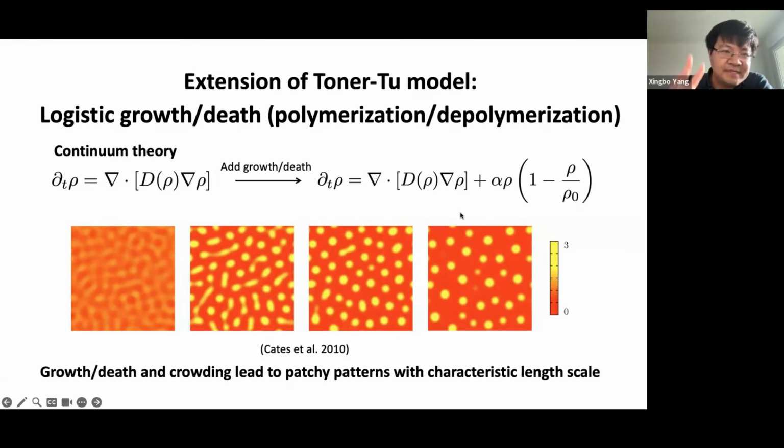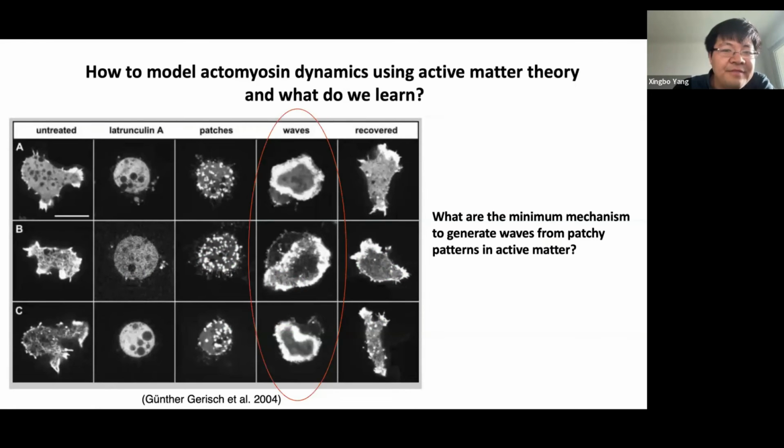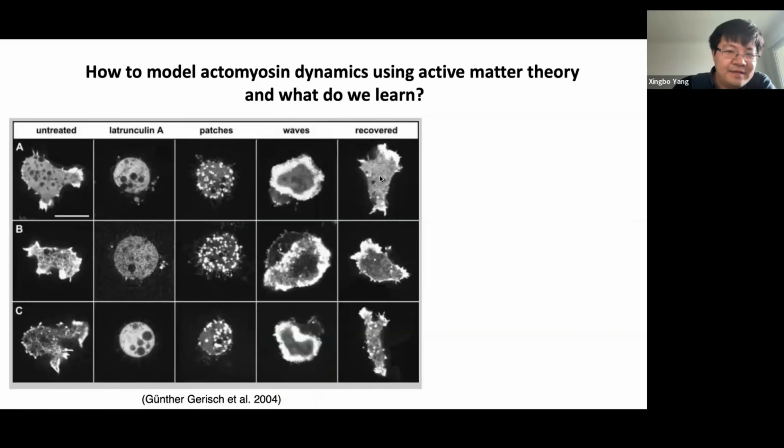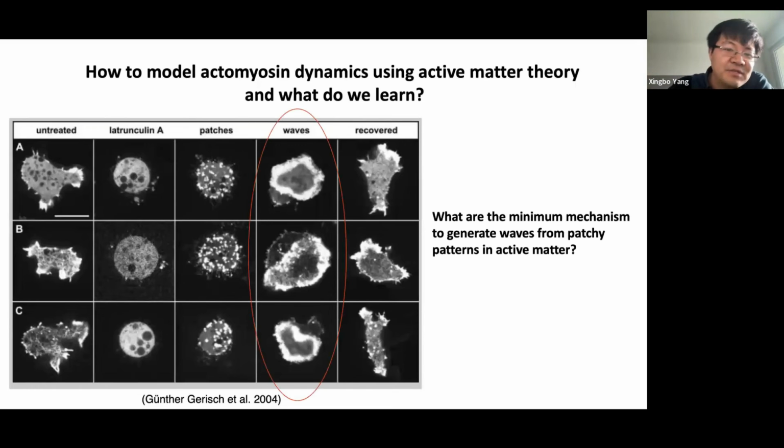So, all right, this is basically a second ingredient: break the conservation of mass. Now, that more or less resembles these patchy patterns, right? Again, I'm doing a more morphological type of study. But what about waves? Because these patchy patterns have to coalesce and then go to the edge, they form waves, and until then you get motility. So what are the minimum mechanisms to generate these waves?